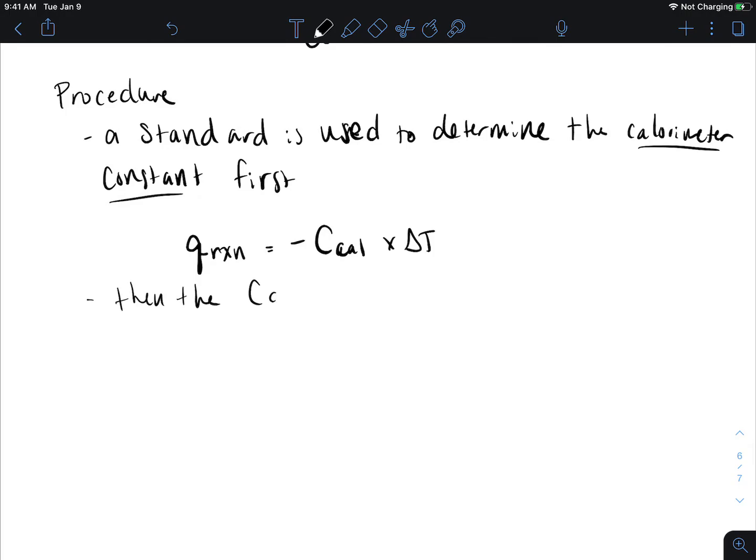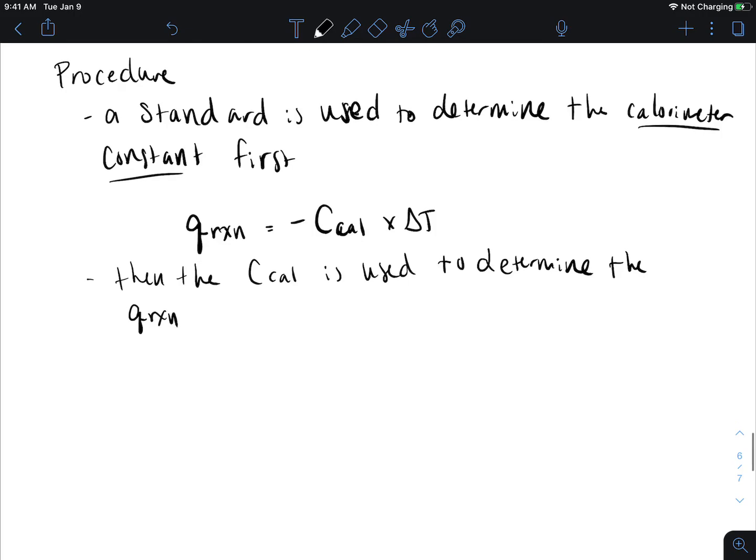So then the calorimeter constant is used to determine the Q of the reaction for an unknown. So very simple.